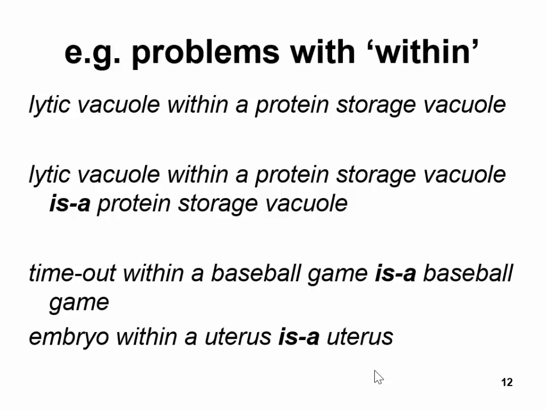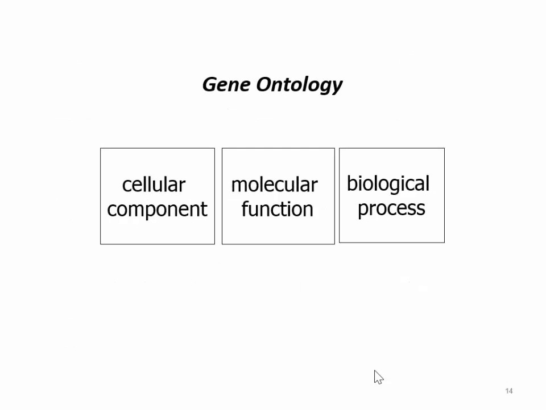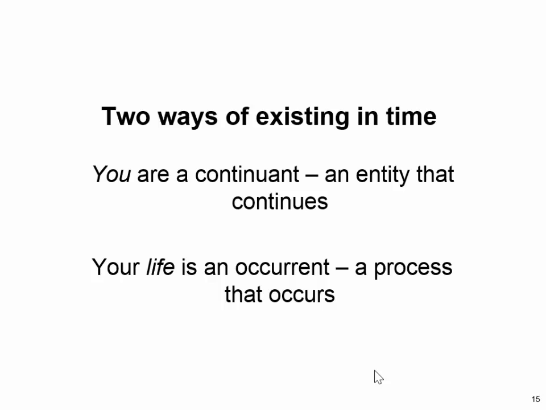Now the gene ontology, as I think you all know, consists of three sub-ontologies: a cellular component ontology, a molecular function ontology, and a biological process ontology. Now, cellular components are things like people, mice, and planets, on tennis balls and tables.